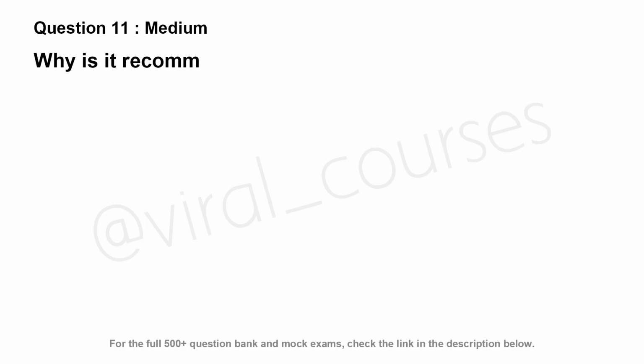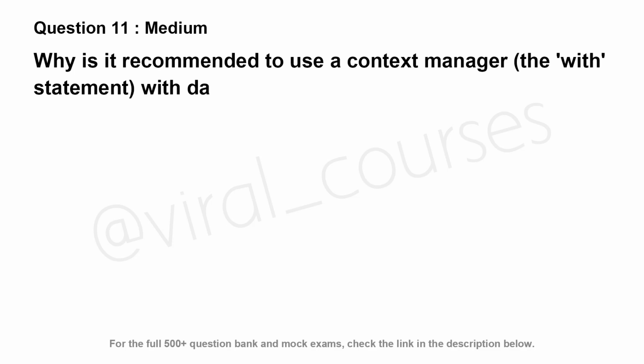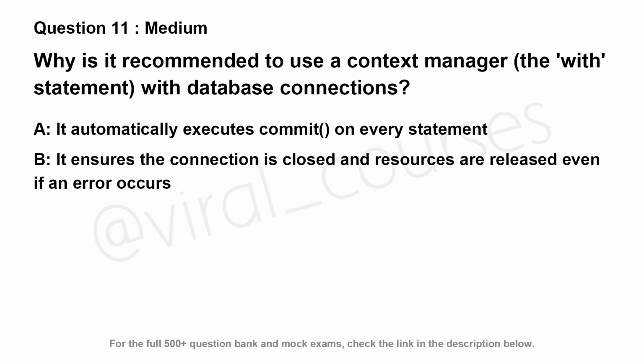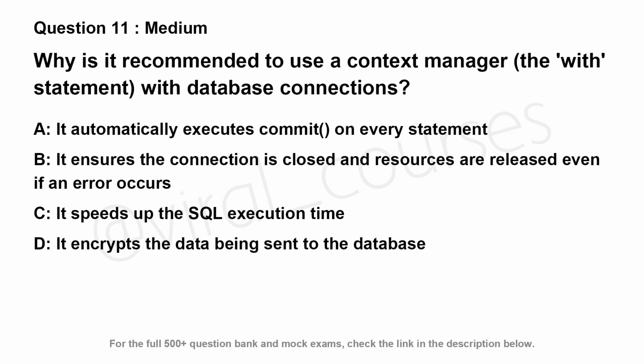Why is it recommended to use a context manager, the with statement, with database connections? Option A, it automatically executes commit on every statement. Option B, it ensures the connection is closed and resources are released even if an error occurs. Option C, it speeds up the SQL execution time. Option D, it encrypts the data being sent to the database.